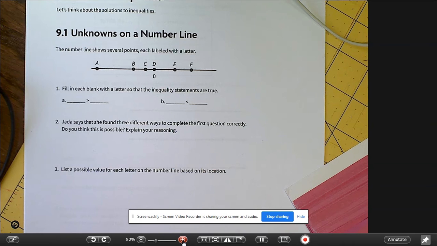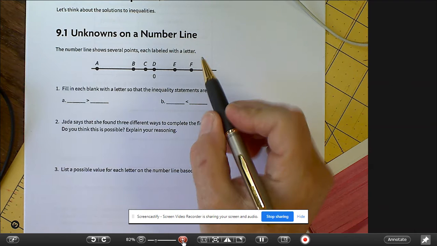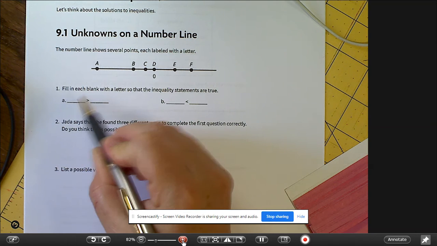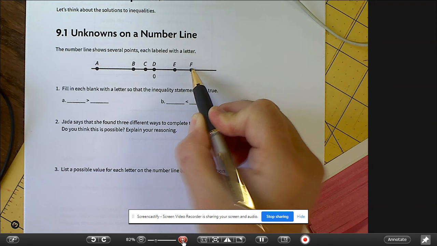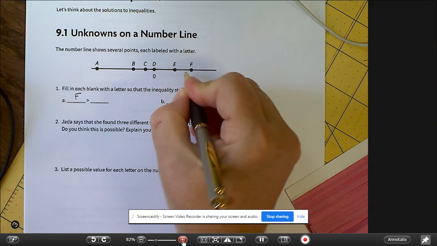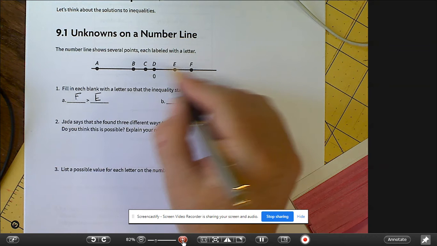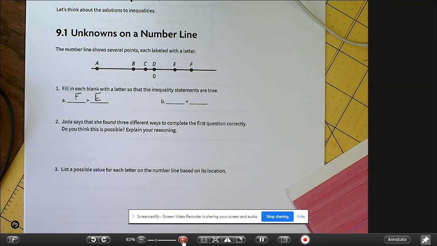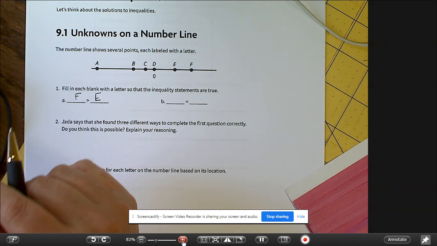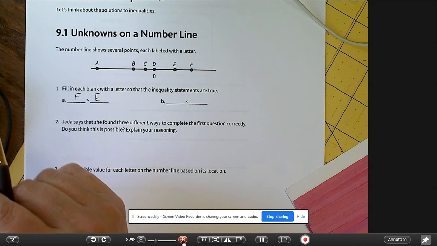Okay, so 9.1. The number line shows several points, each labeled with a letter. Fill in each blank with a letter so that the inequality statements are true. So we're looking at what is greater than what. I can say F is greater than E, and really F is greater than any of these, so any of that would be true as long as the first point is to the right of the second point.